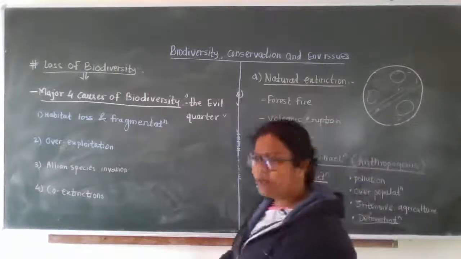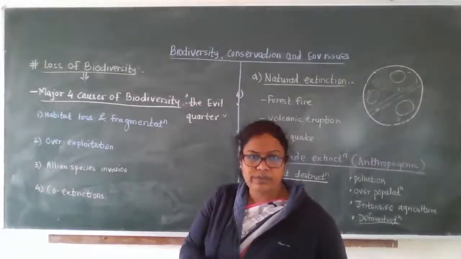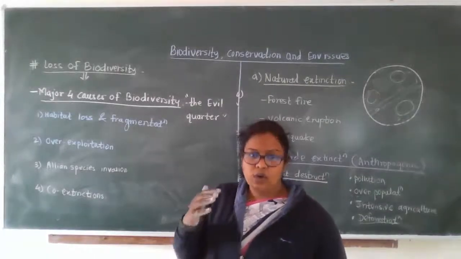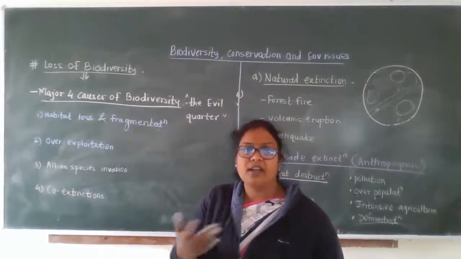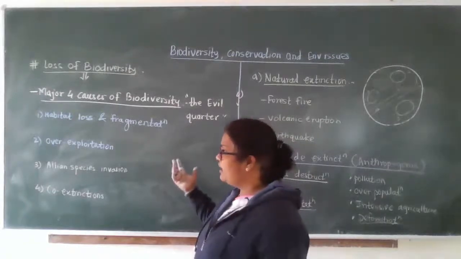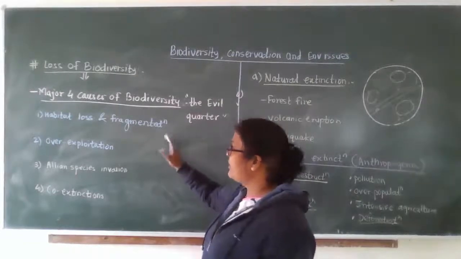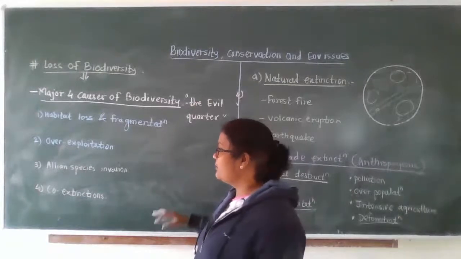The best example is human introduction to a particular ecosystem, making fragments through activities like road lines and railway lines, causing fragmentation of that ecosystem.